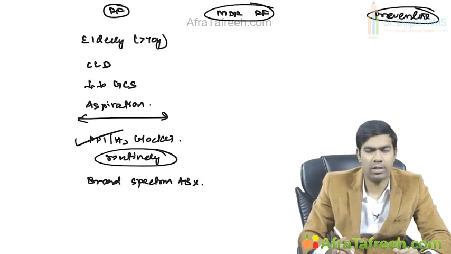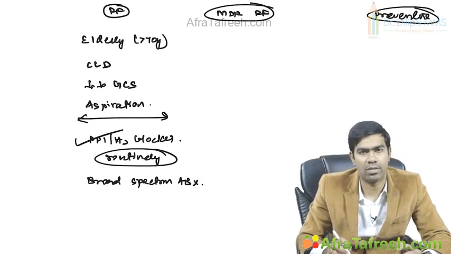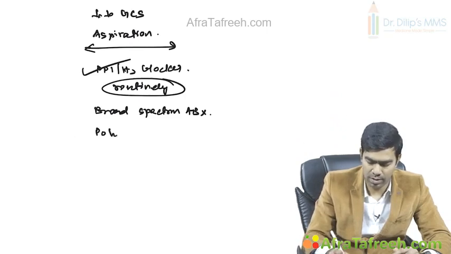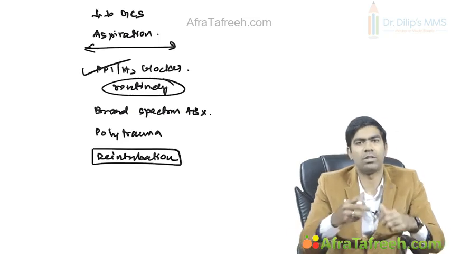Broad spectrum antibiotics again is important for bacterial translocation and very important for development of ventilator-associated pneumonia. In a polytrauma case, the risk of aspiration is very high. Reintubation is very, very important. Reintubation or prolonged intubation. Reintubation means you are going to remove the cuff and put a tube again.